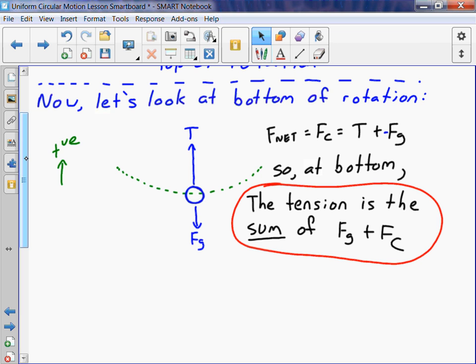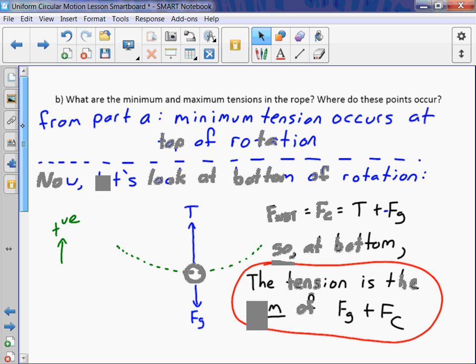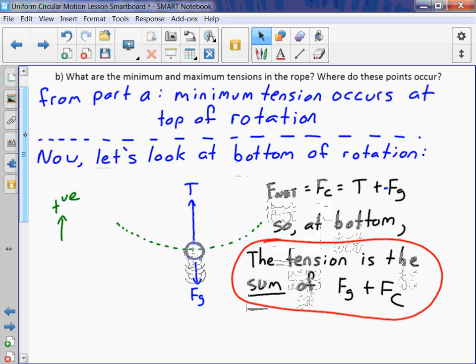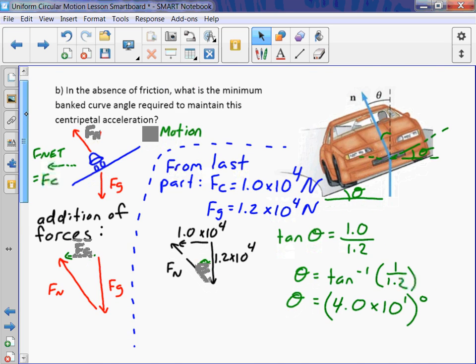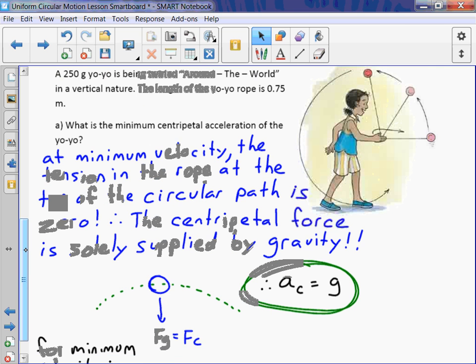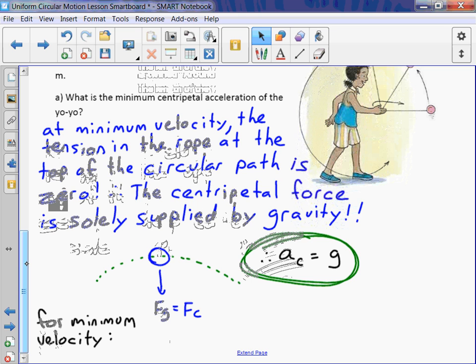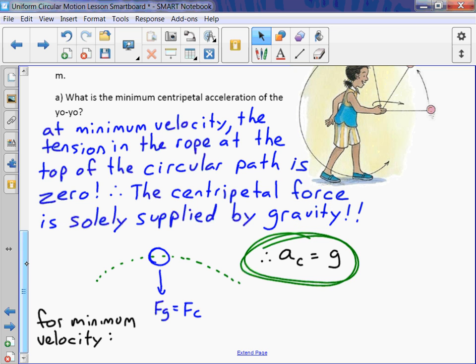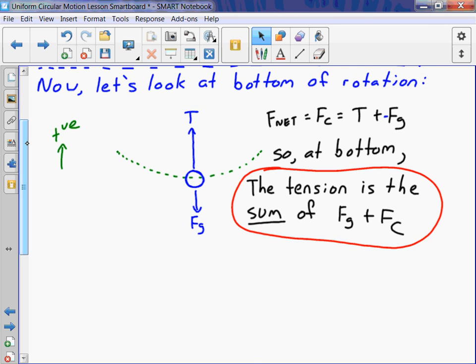So at the top, we can have zero tension. At the very top of the rotation, we can have zero tension in the rope, and that's fine because that's the slowest possible velocity at the speed that the object can be rotating at, as long as the centripetal force is provided by gravity. And then at the bottom, the tension is always going to be greater than the force of gravity, because it's going to be the sum of the force of gravity and the overall centripetal force.